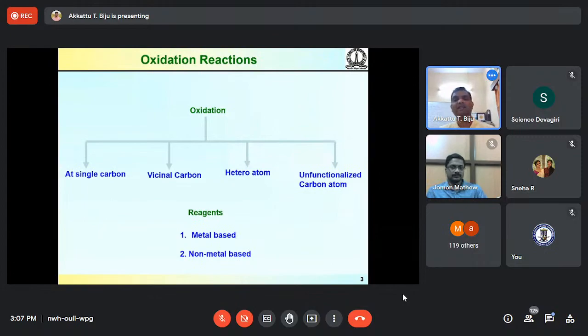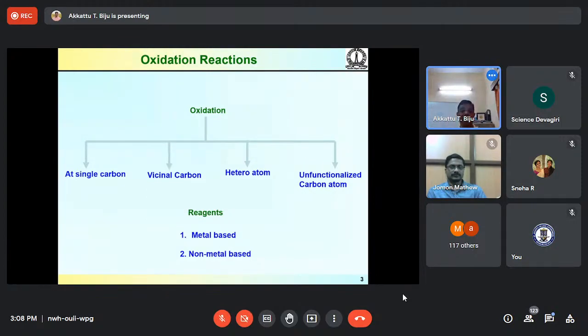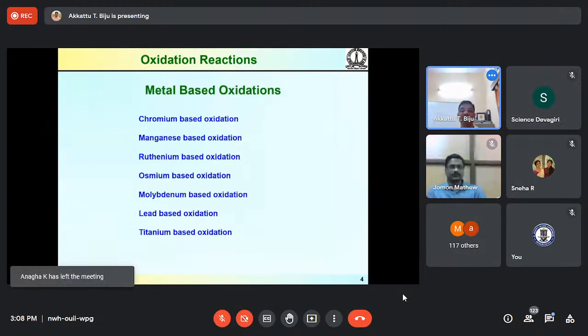And these are some of the types of oxidation reactions. This can happen at a single carbon. It is also possible, as will be clear as we move along, that if you have a functional group, the functional group will not be touched, but the alpha carbon atom or a vicinal carbon atom will be oxidized. A heteroatom can be oxidized, and also an unfunctionalized, inert C-H hydrogen can be oxidized.